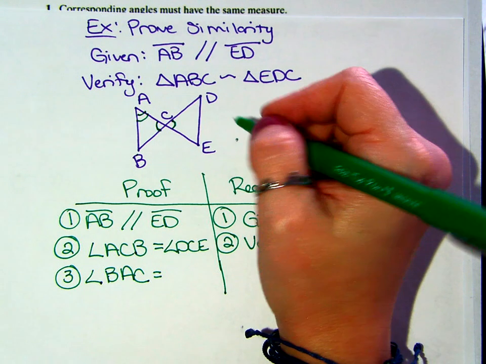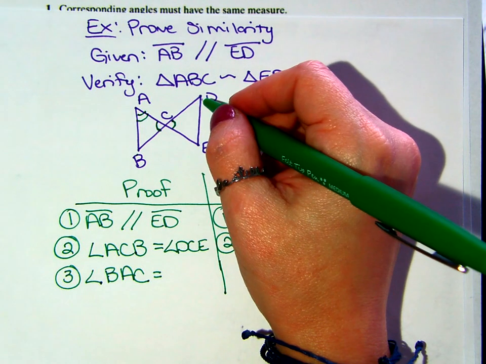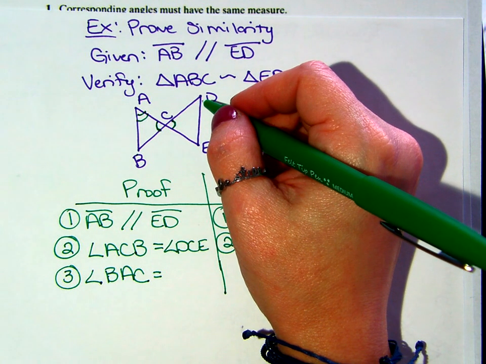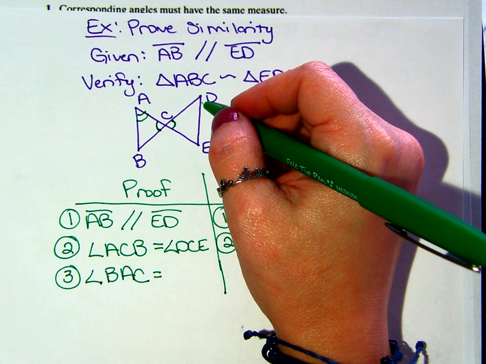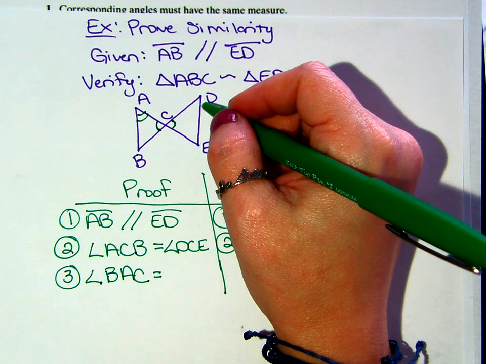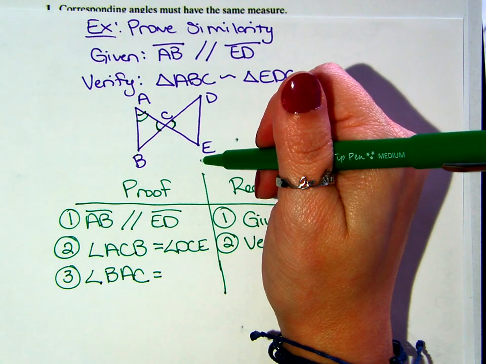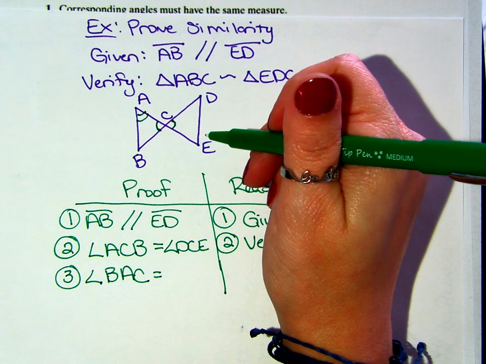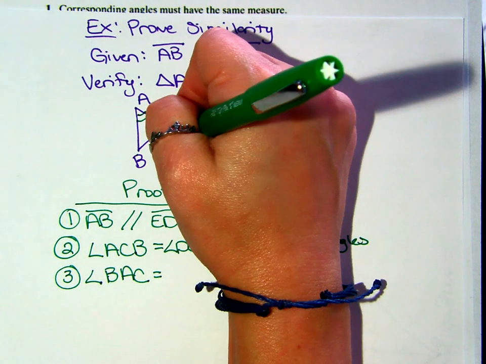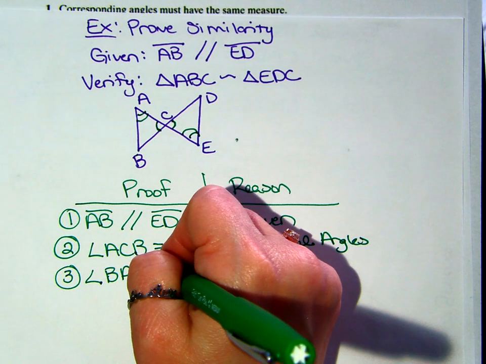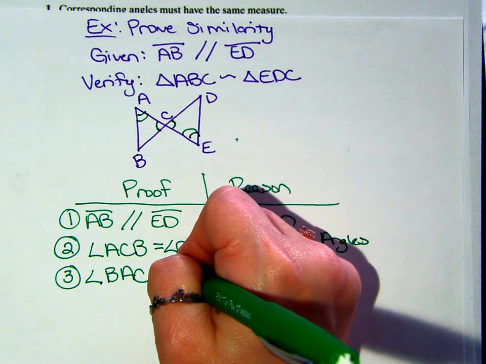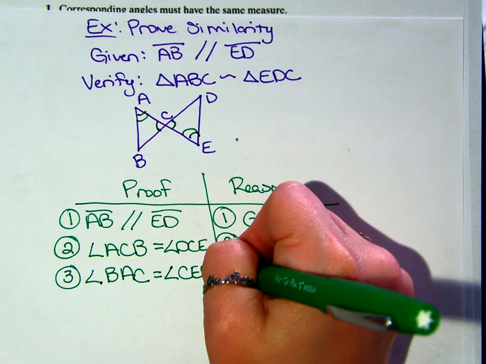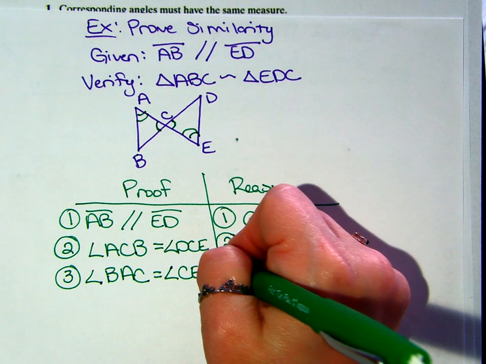CED. Why? We have to have a reason. I don't know, you tell me. What kind of interior? Because we had a couple. You're right on which one it matches up with, though. These are alternate interior angles. Good job. Alternate interior angles are always equal.